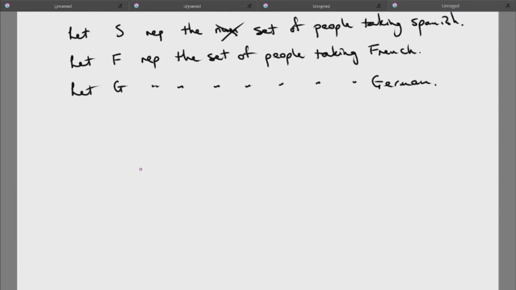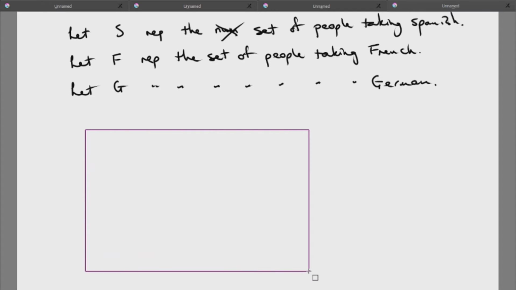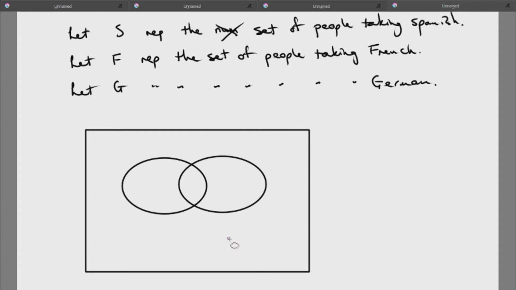Okay. I've identified that I need 3 sets in my Venn diagram. Let us put them in their general position because I know nothing at this stage about them. Spanish, French, German people. Well, no, not German people. They wouldn't be taking German. Oh, maybe they would. Still people. So I have a bunch of dots there that are the people. And of course, my rectangle represents everything.